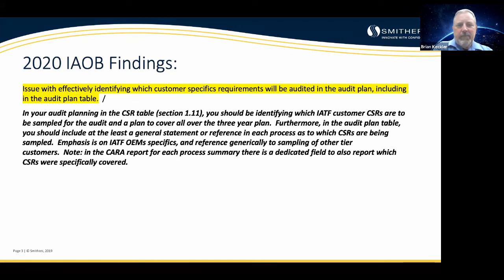And we've added references generically to sampling of the other tier customers. And another note on this as well, we've all started using the new CARA reporting, and you do see within each of the process summaries, there is now a dedicated field for where you actually report objective evidence of the CSRs that were specifically covered. So a lot more emphasis on making sure that we do effectively utilize the customer specific requirements during the audit. And it all begins with your audit planning and putting that information into your audit plan.